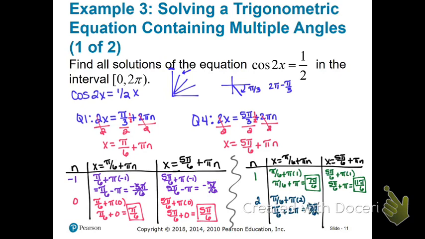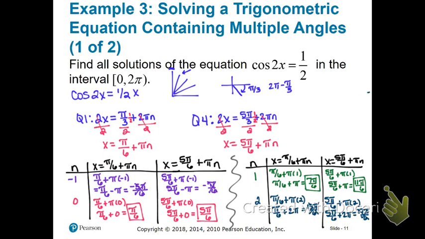So that means no more n's in that column are going to work, okay? Then let's try the other one. So 5 pi over 6 plus 2 pi, which is 17 pi over 6. Is that between 0 and 2 pi? No, so it didn't work either. So we're done. And the ones that are boxed are going to be my answers.